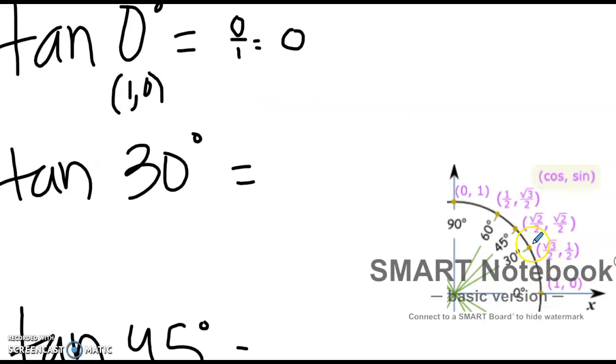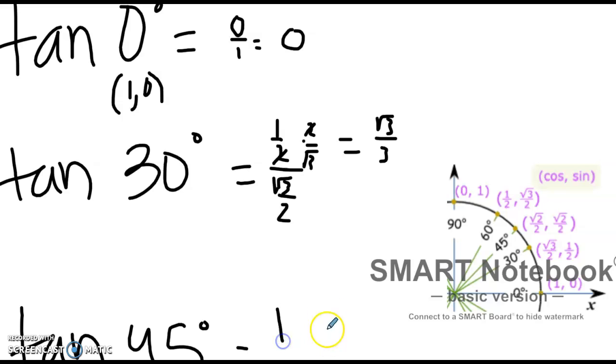Tangent of 30 degrees would be the y value, which is 1/2, over the x value, which is the square root of 3/2. To divide by a fraction, I invert it and multiply. So then I get 1/square root of 3, which, if I rationalize the denominator, is the square root of 3/3. The tangent of 45 would be the square root of 2/2 over the square root of 2/2, which reduces to just 1.